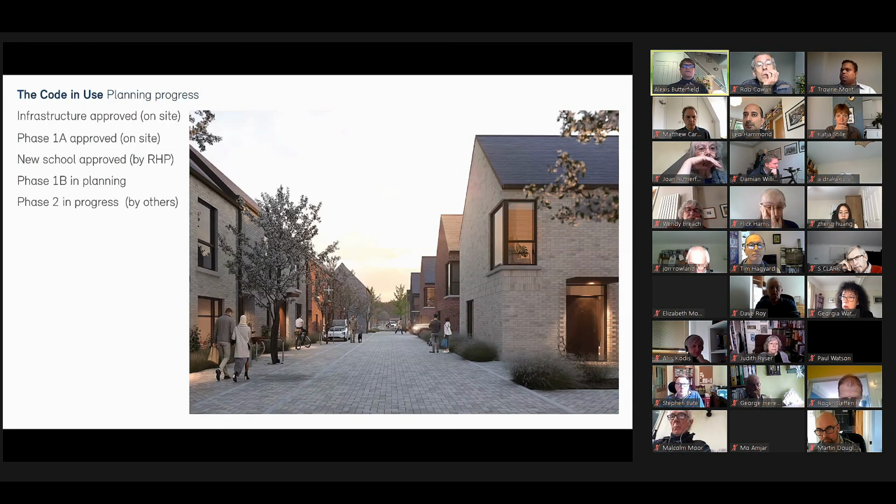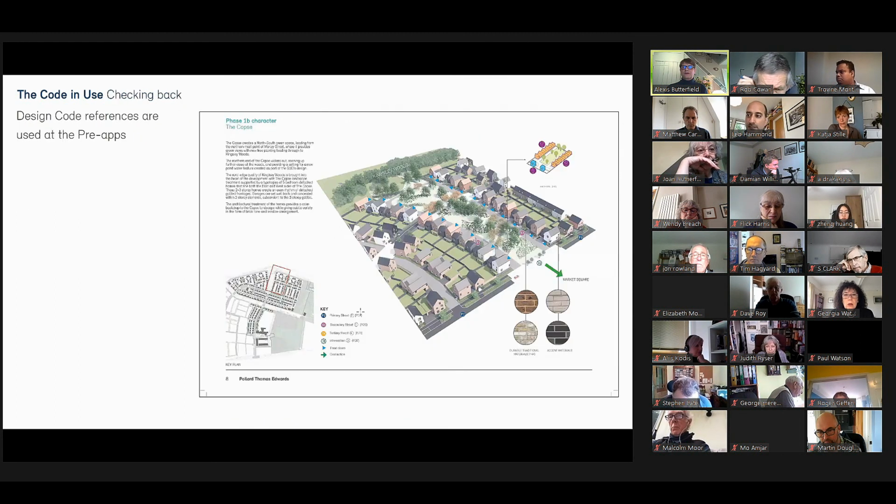So the code in use, we've had planning progress. We've had phase 1A approved and it is now on site. We've had the infrastructure approved and the new school as well, which I'll talk about for about 10 seconds. And this is one of the streets that's come out of that process in terms of the key principles that were set up at the outset. As part of that planning process, at each stage in the pre-app process, we refer back to the design code and we show essentially how the designs that they're developing relate back to it.